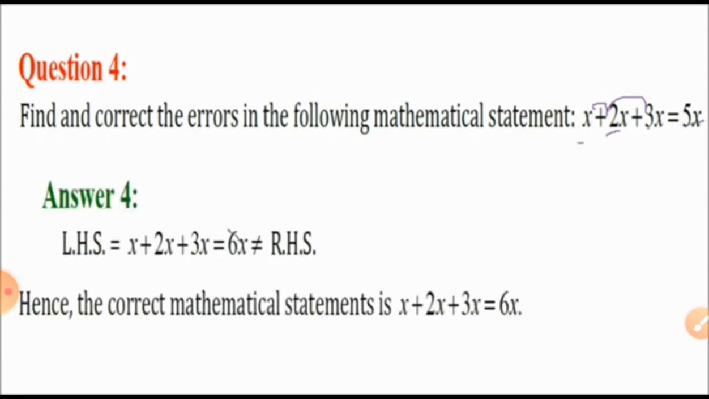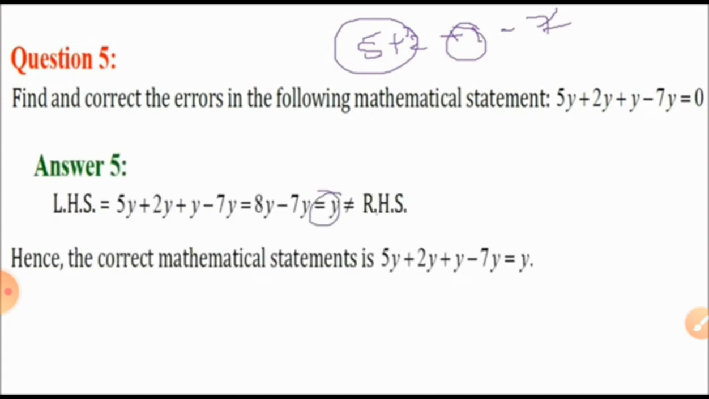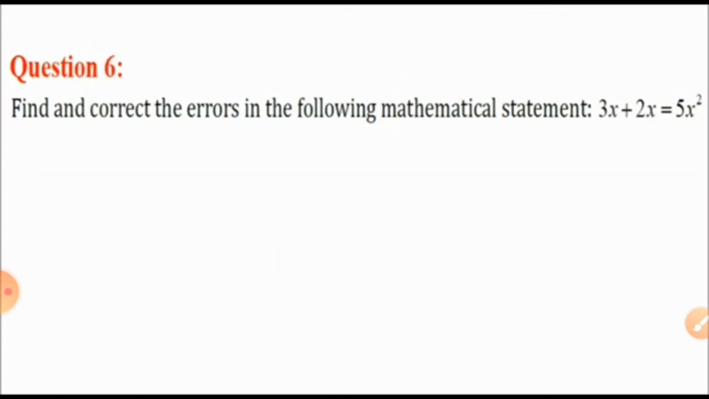Here is the wrong one. Question number 4. Find and correct the errors in the following mathematical statements. x plus 2x plus 3x. So 1 plus 2 plus 3, 6x will be the answer. Same way here, 5y plus 2y plus y minus 7. 7 plus 1, 8. From 8, if 1 goes, then 1 remains. The answer will remain 1. Here it's a 0. So this is also wrong. Here the correct answer is like that.